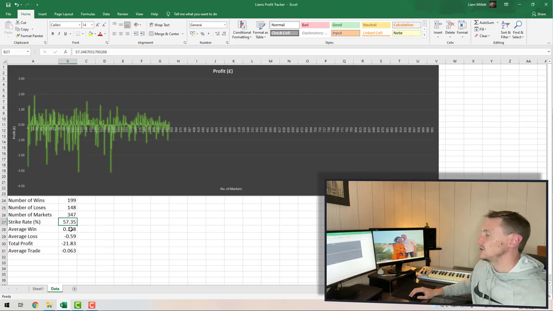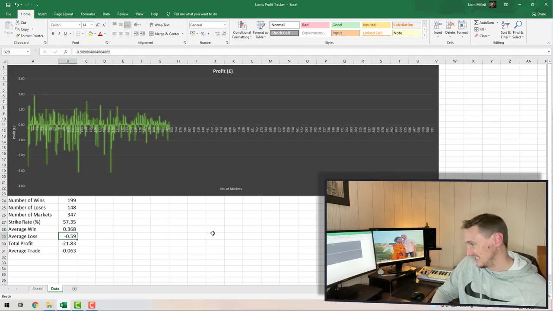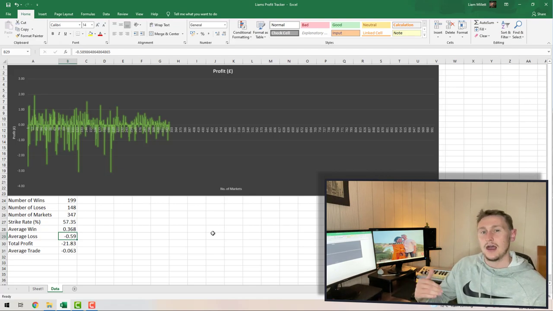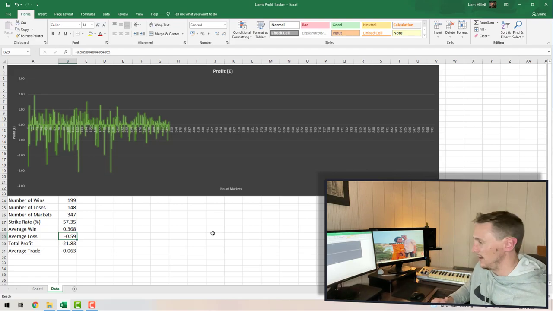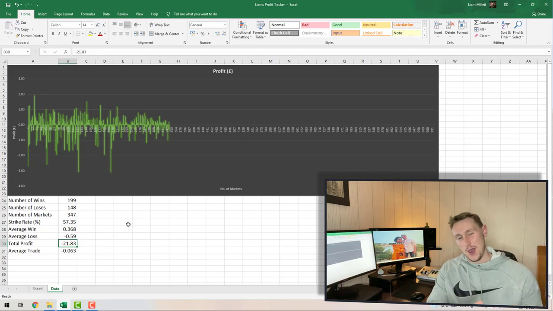When I win, my average win is about 36 or 37p. And when I lose, my average loss is about 59p. So you can see I'm winning slightly more markets than I'm losing, but when I do lose, I lose more than when I win, basically. And based on all that information, my overall profit is minus 21. So obviously, I'm not profitable.